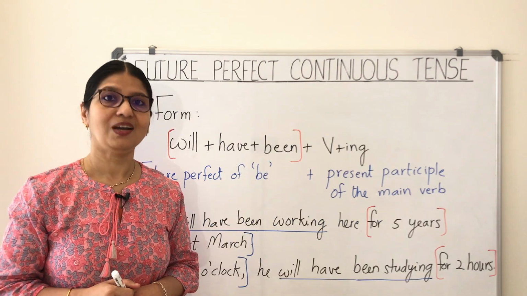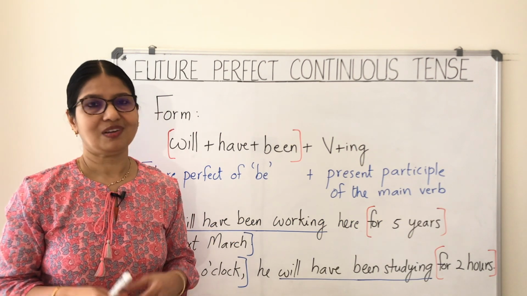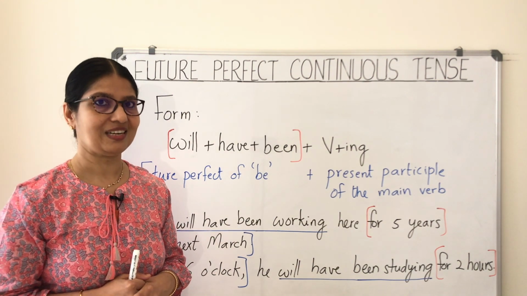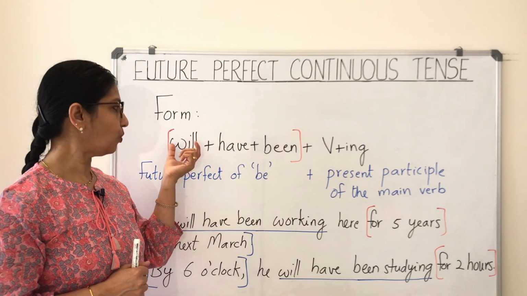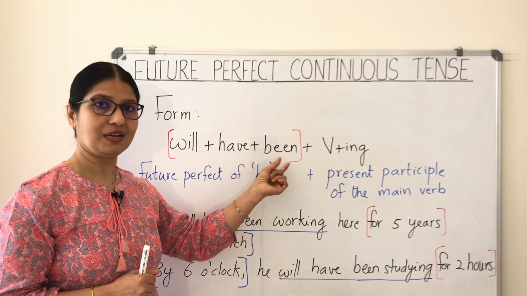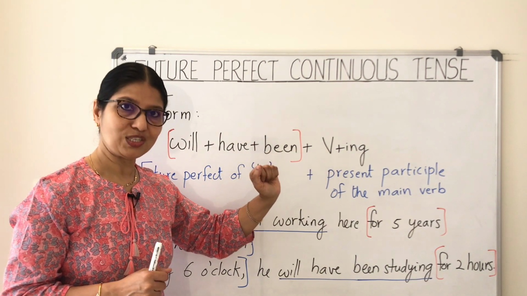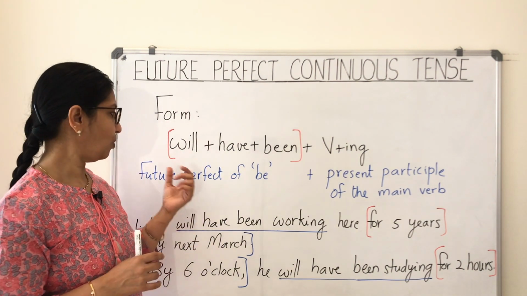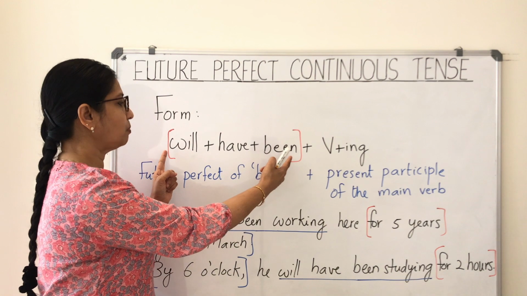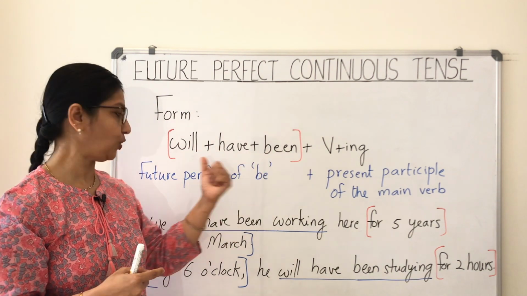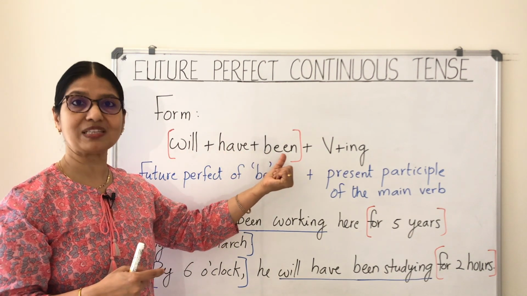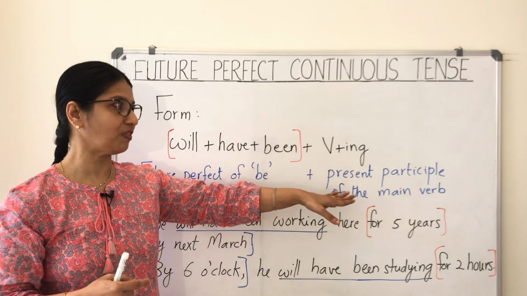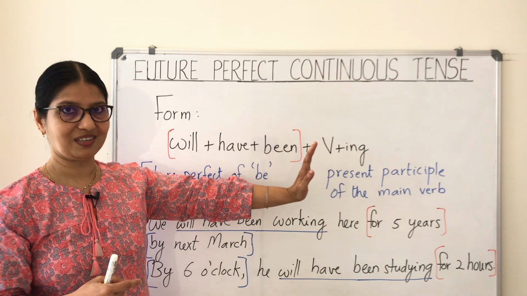For 3 hours. Although the name of this tense may seem long and complicated, its use and roles are quite easy to understand. So here you have the form on the board: will plus have plus been plus the ing form of the verb. So when you look at it closely, you can see that it's composed of two elements. One is the future perfect form of be. So you have will plus have plus been, and you have the present participle form of the verb, that is the ing form of the verb.